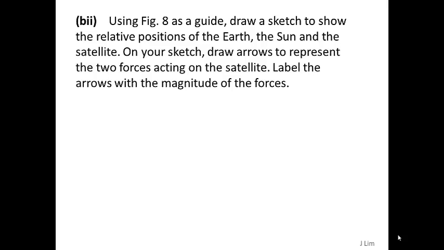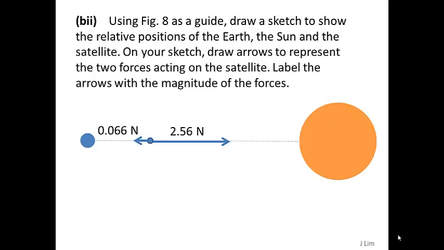Using figure 8 as a guide, draw a sketch to show the relative positions of the Earth, the Sun and the satellite. On your sketch, draw arrows to represent the two forces acting on the satellite. Label the arrows with the magnitude of the forces. So that's the diagram, and the Sun is on the right. The Earth is this blue one on the left.